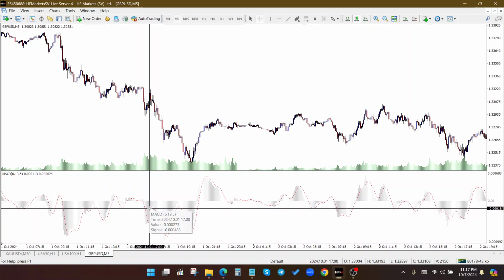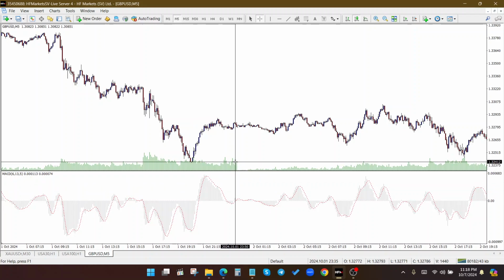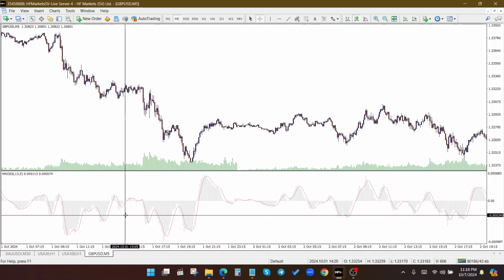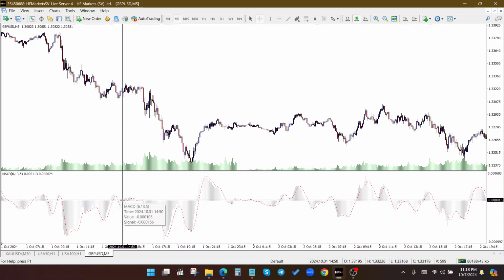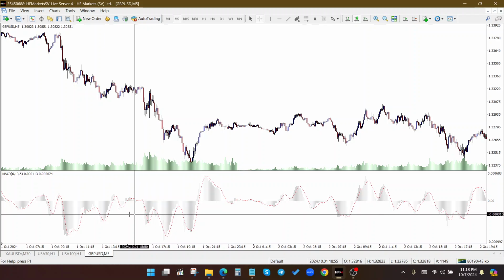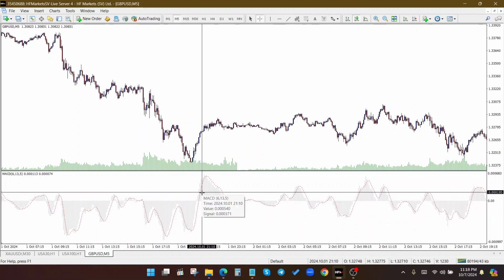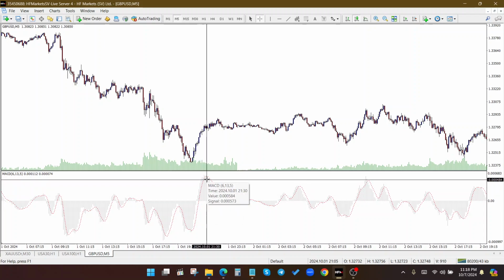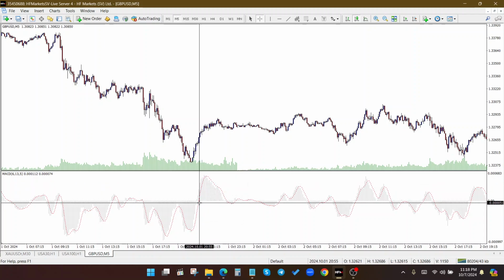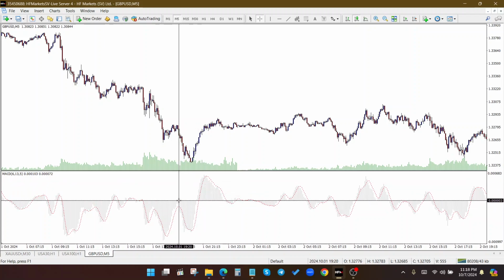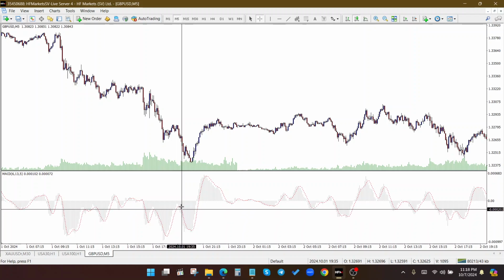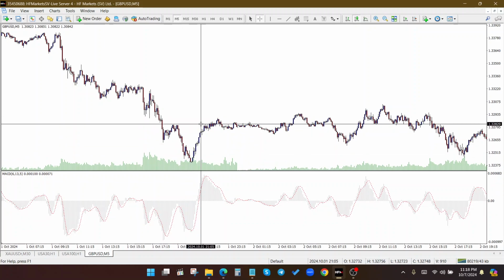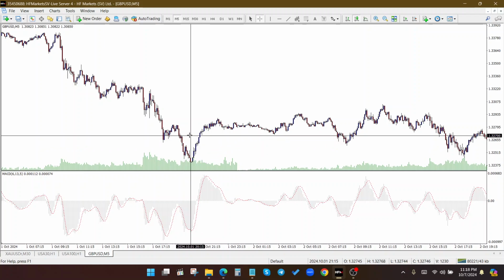Okay, now as for the histogram, the histogram shows the difference between the MACD line and the signal line. As it grows, it confirms increasing momentum. So as the MACD histogram bars are increasing, it shows an increase in bullish momentum. As the bars are decreasing downwards, it shows an increase in bearish momentum, as you can see reflected on the price chart.